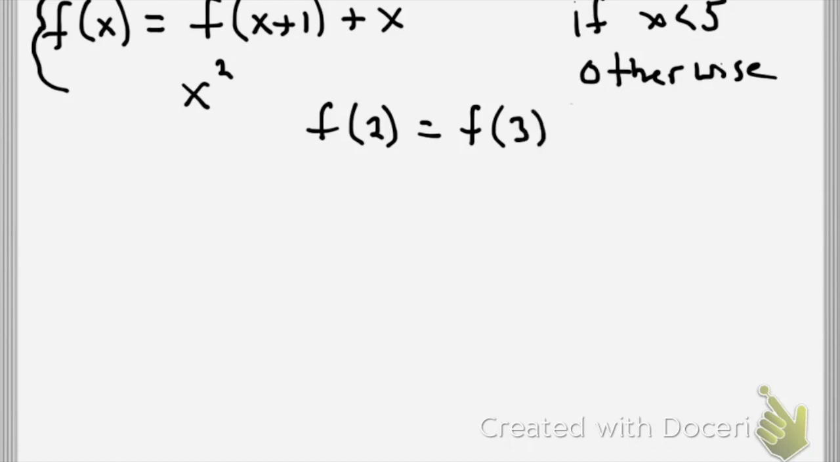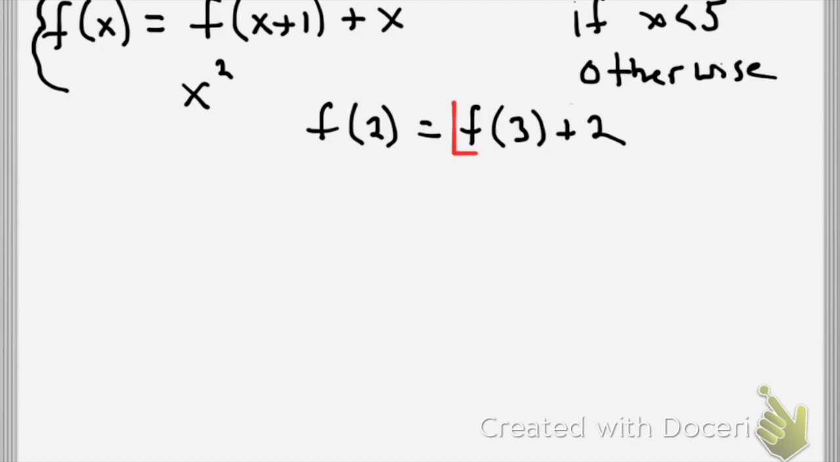So f of 3 plus 2. Now, I can't get that answer because I don't know what f of 3 is. It's not like f of 3 is just 3 and 3 plus 2 is 5. I need to find out what this is. If I can get a number here, like 30, well then it's just 30 plus 2, and that would be the answer. So I've got to figure out what f of 3 is.